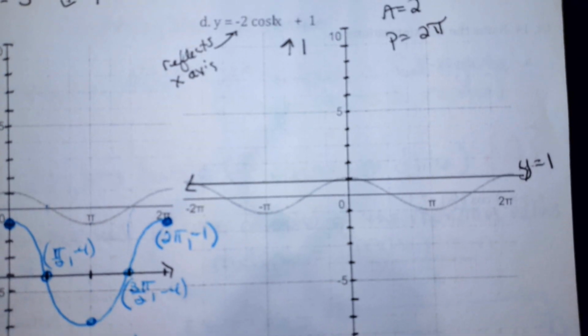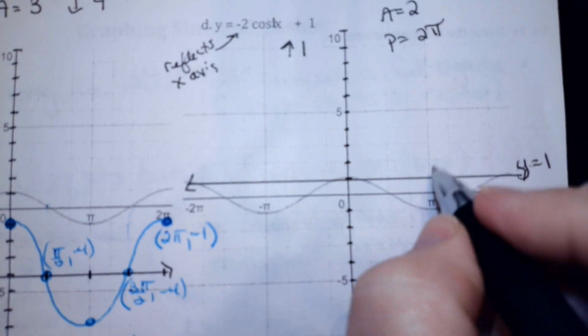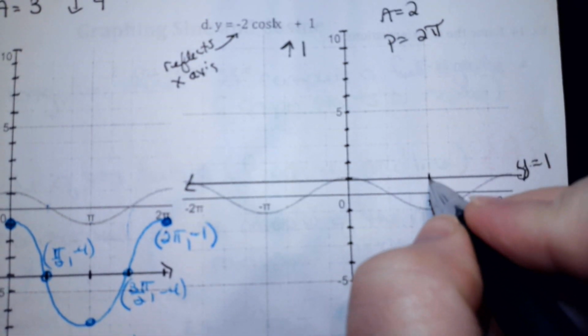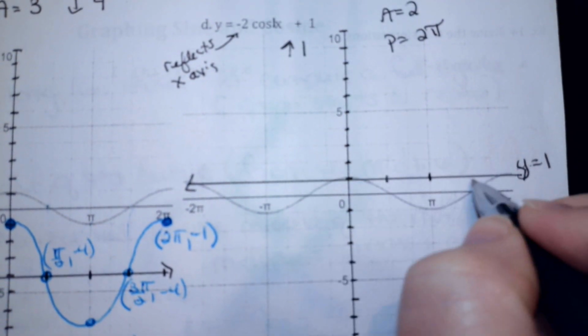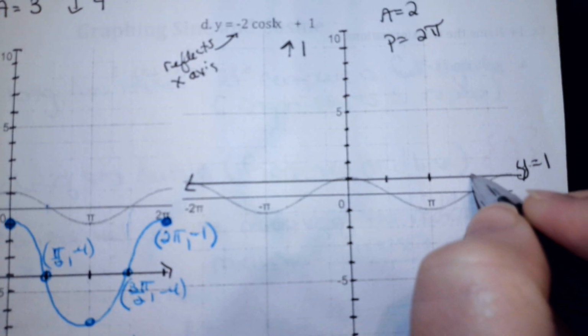And when I ask you for the midline, it's always got to be an equation. Don't just put 1, it's going to be y equals 1. If you just put 1, it's going to be wrong. Alright. So there was no period change, so I'm going to come in here and just put my little tick mark, so that gives me some guidance there.